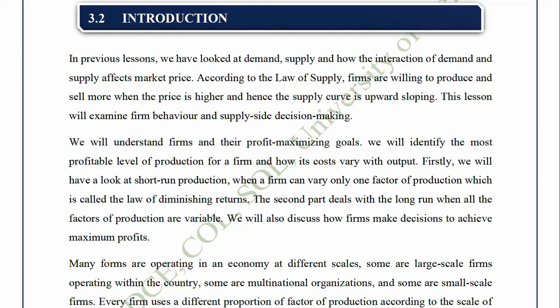We will understand firms and their profit maximizing goals. We will identify the most profitable level of production for a firm and how its costs vary with output. Firstly, we will have a look at short-run production, when a firm can vary only one factor of production, which is called the law of diminishing returns. The second part deals with the long run, when all the factors of production are variable. We will also discuss how firms make decisions to achieve maximum profits.